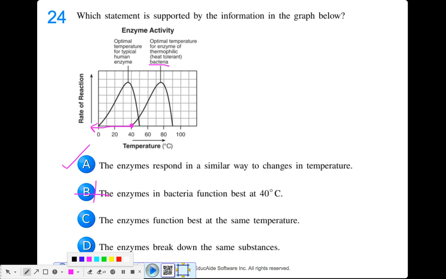The enzymes function best at the same temperature. Well, let's see, the human enzyme works best at, looks like 37. And it looks like the bacterial enzyme works best at more like 78-ish. Is that the same temperature? Nope. Do they break down the same substrates? Not a chance. Enzymes only work on one specific type of substrate. They don't work on more than one. They just have one particular favorite.